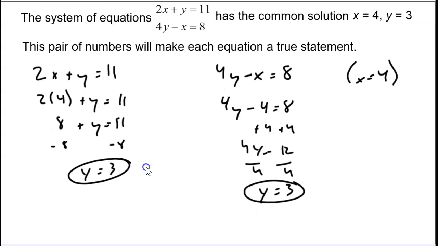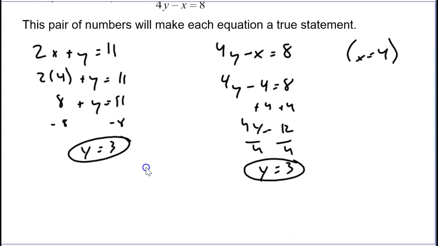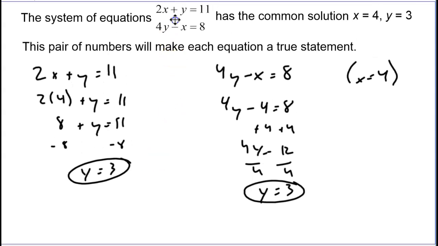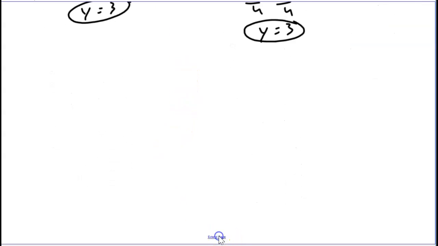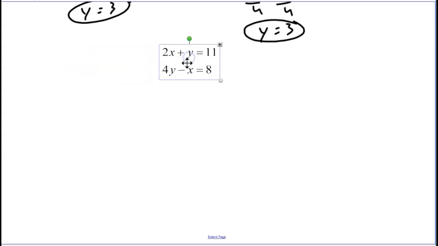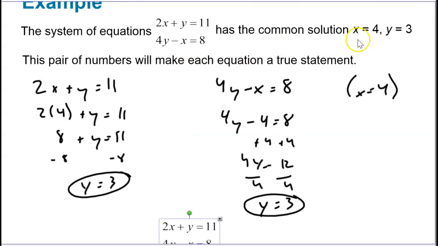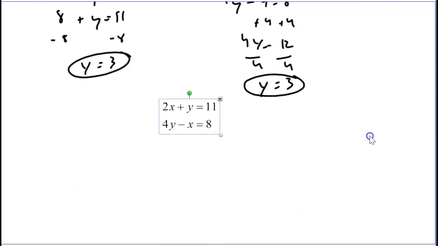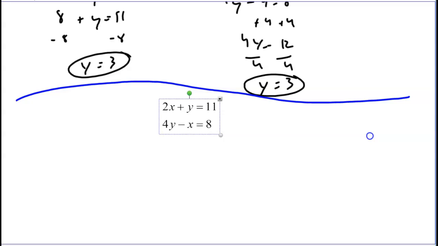Now let's check y. Let's bring that down to here. It said to solve for y equals 3, so we'll do that down here. And we'll go ahead and put y equals 3. And so just go ahead and solve these out. 2x plus y equals 11.